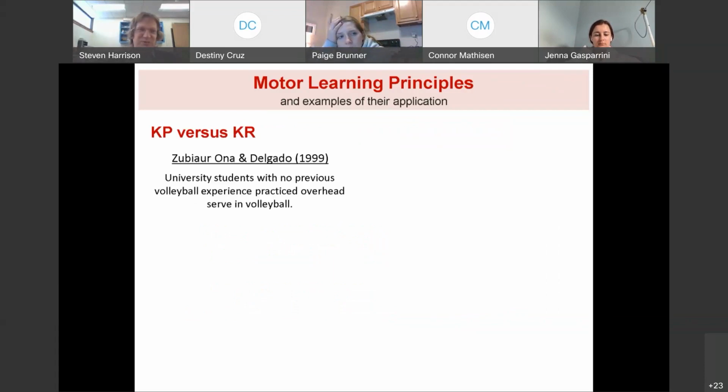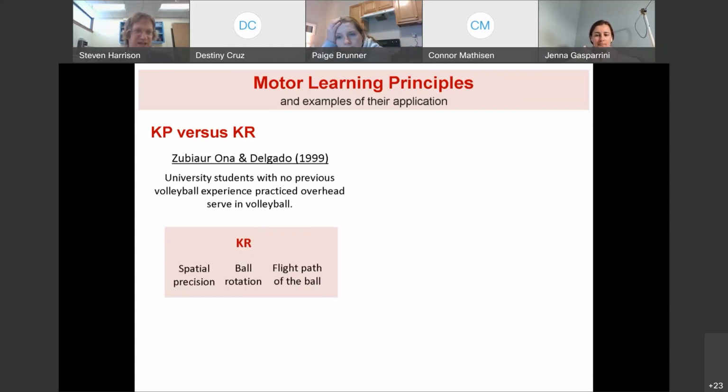Okay, so one of the questions that you're going to be faced with: we've got some evidence that giving feedback of a certain type is good. What type of feedback is going to be the best type of feedback to give in a particular context, and how should I give that feedback? So here we're going to talk about some research that compared giving knowledge of performance versus knowledge of results in the context of training university students to perform an effective overhand serve in volleyball.